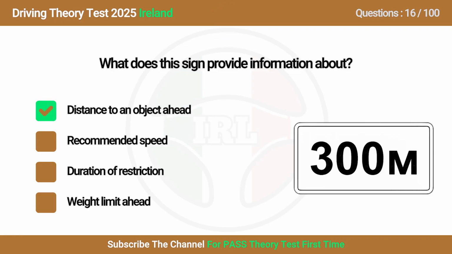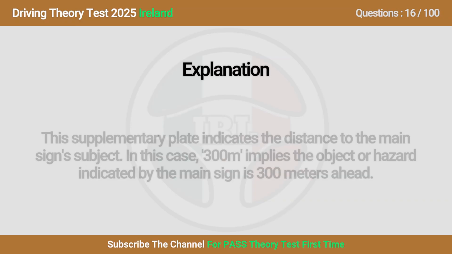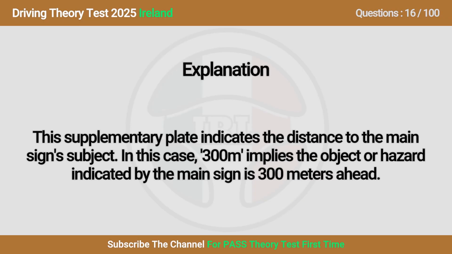Answer is A. Distance to an object ahead. This supplementary plate indicates the distance to the main sign's subject. In this case, it implies the object or hazard indicated by the main sign is 300 meters ahead.